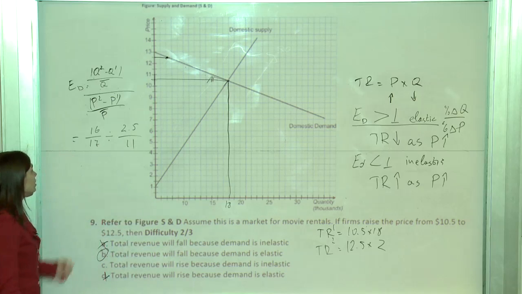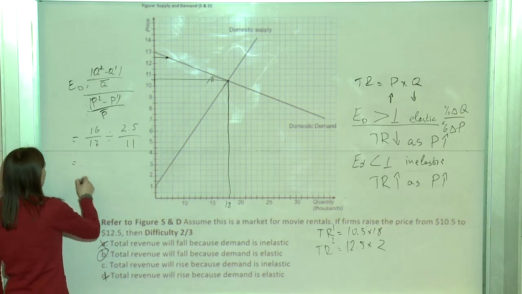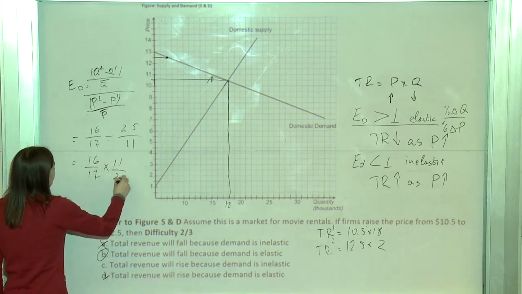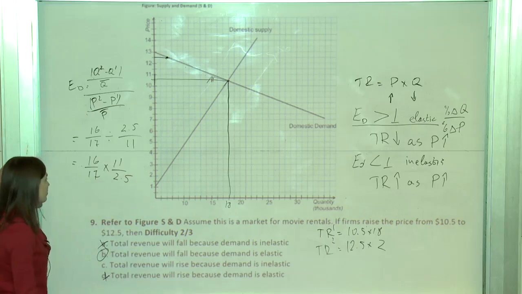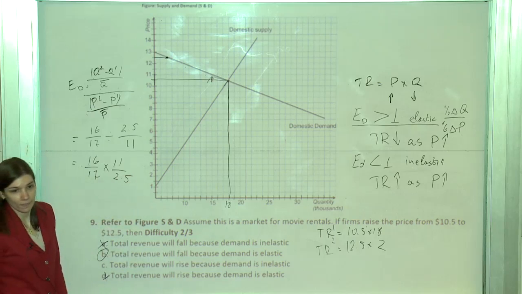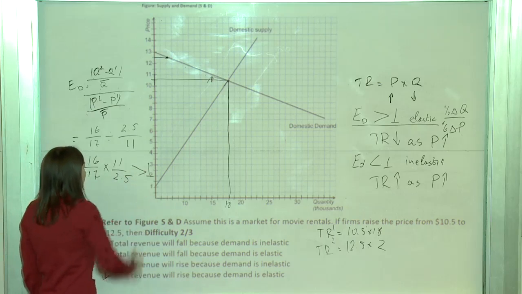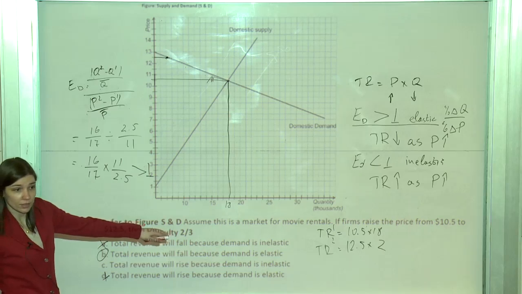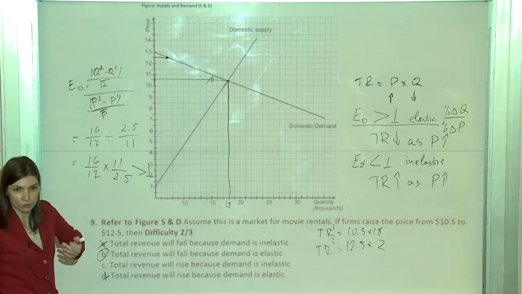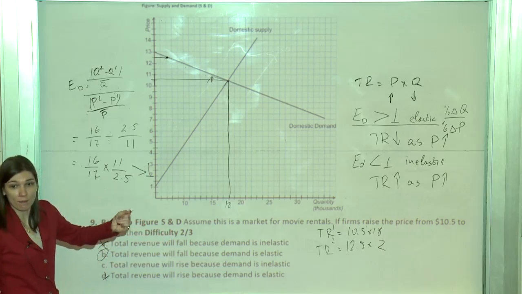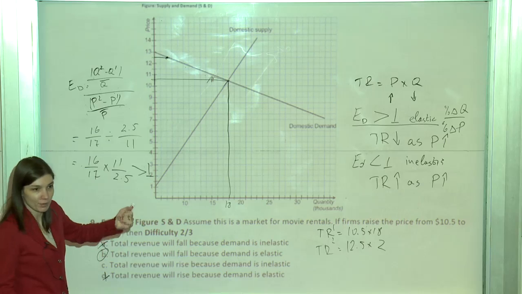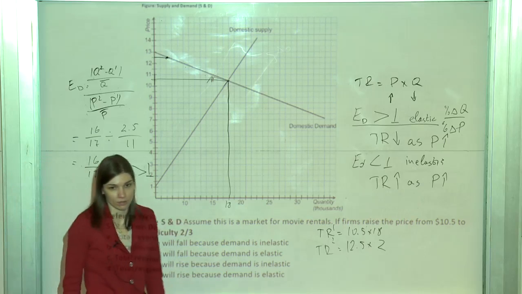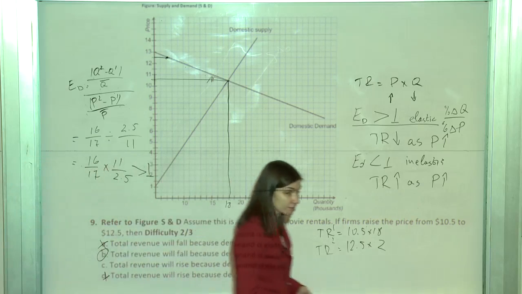Well, is that going to be more or less than 1 is basically the question. So it's 16 over 17 times 11 over 2.5. That's obviously more than 1. And that's why we have elastic demand. Okay, so consumers are very responsive to changes in price. When they're very responsive and you increase the price, they stop buying. Right? And when they stop buying, your total revenue goes down. That's that. Questions?